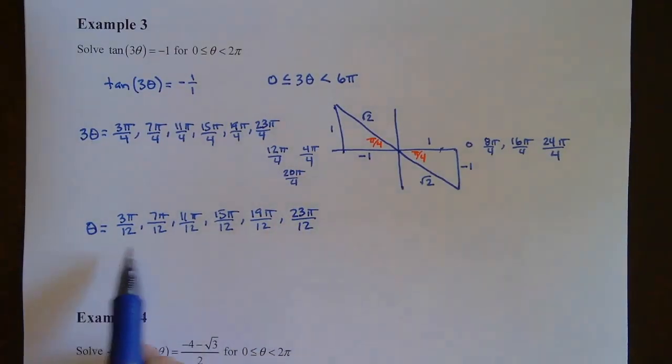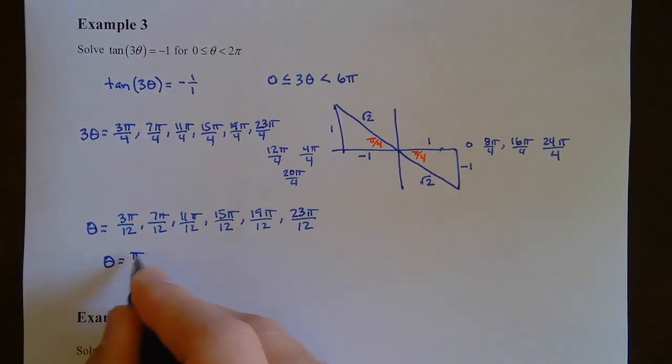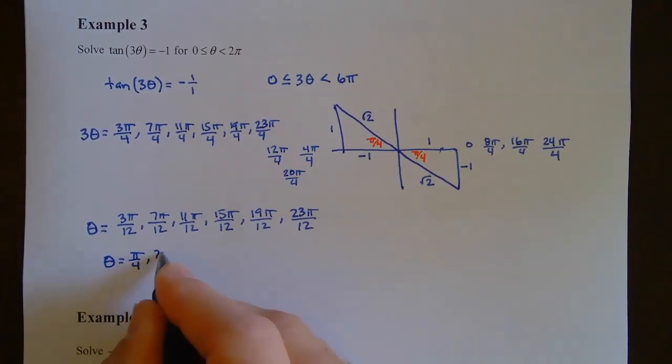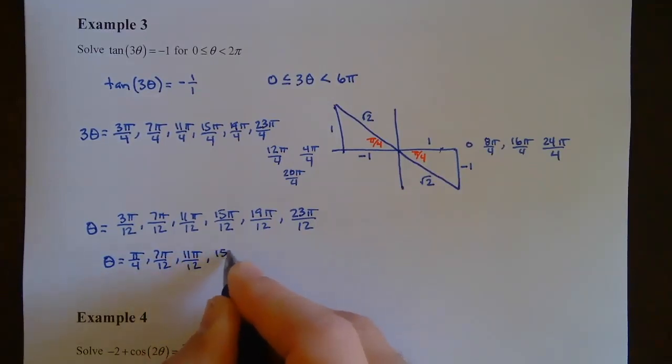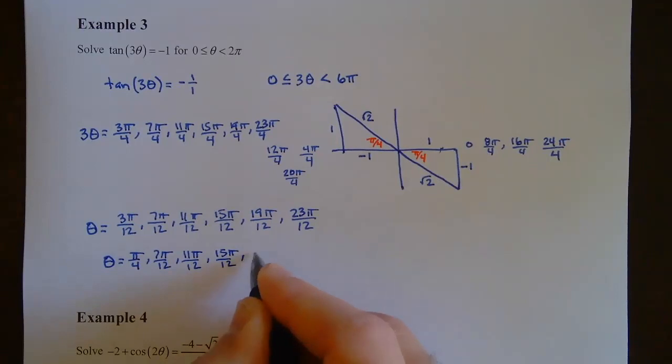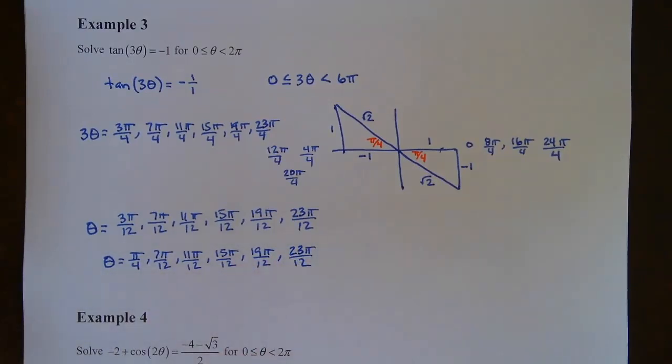Now, do any of these reduce? Because we want to reduce it, right? This one does. So this is the same as pi over 4. So theta would equal pi over 4, 7 pi over 12, 11 pi over 12, 15 pi over 12, 19 pi over 12, and 23 pi over 12. Okay, so there's 6 answers to this.